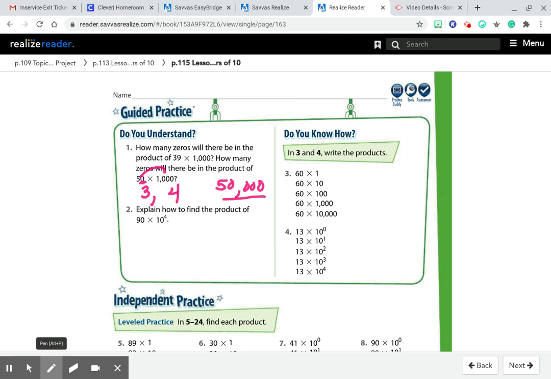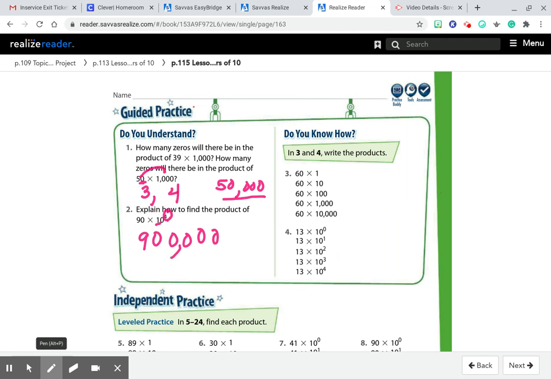Explain how to find the product of 90 times 10 to the fourth power. So 10 to the fourth power is the same as saying 10,000. So 90 times 1 is 90. And this is going to tell me I need 4 zeros. So my final answer is going to be 900,000.